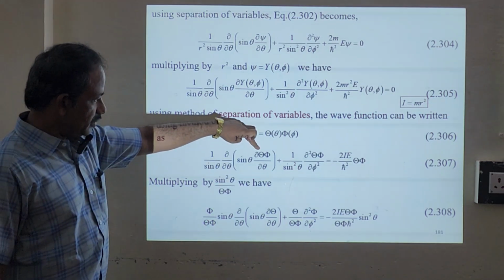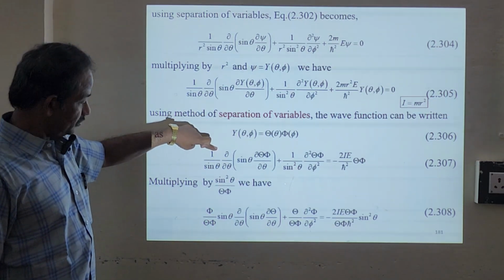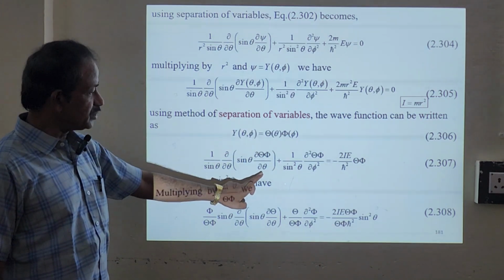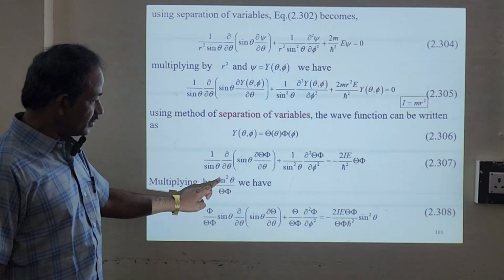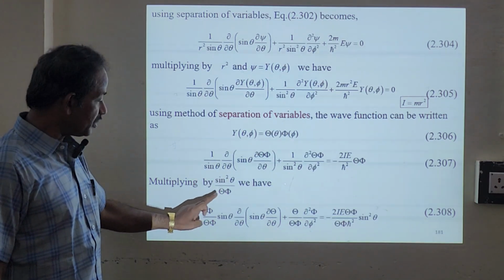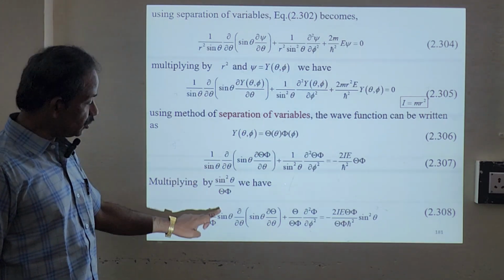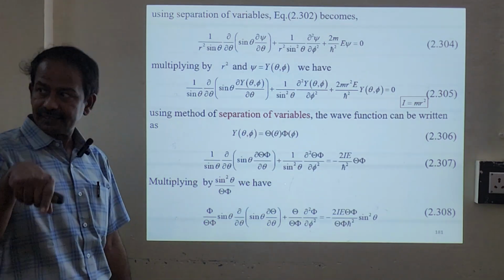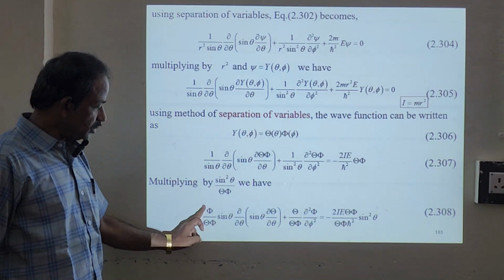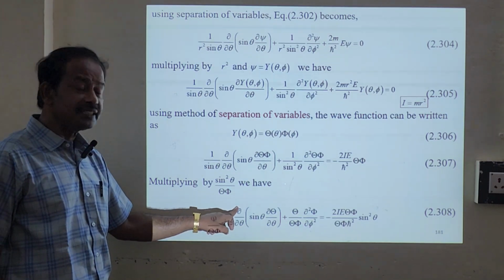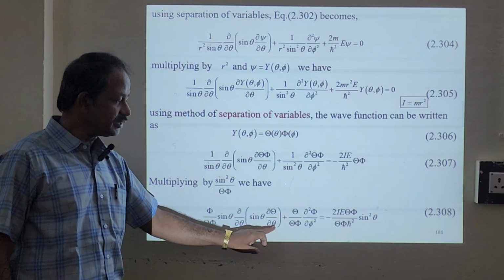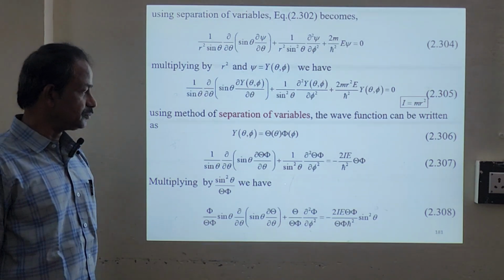So here Phi is constant, you pull it out, correct? Because it depends only on theta. So you pull Phi out, multiplied by sine square theta divided by Theta Phi. Already one sine theta is there, so you will have sine theta. That will get cancelled. You have sine theta. So this Phi will get cancelled. You have 1 by Theta. So sine theta divided by Theta, partial d by d theta, sine theta, d Theta by d theta. Any doubt in the first part?